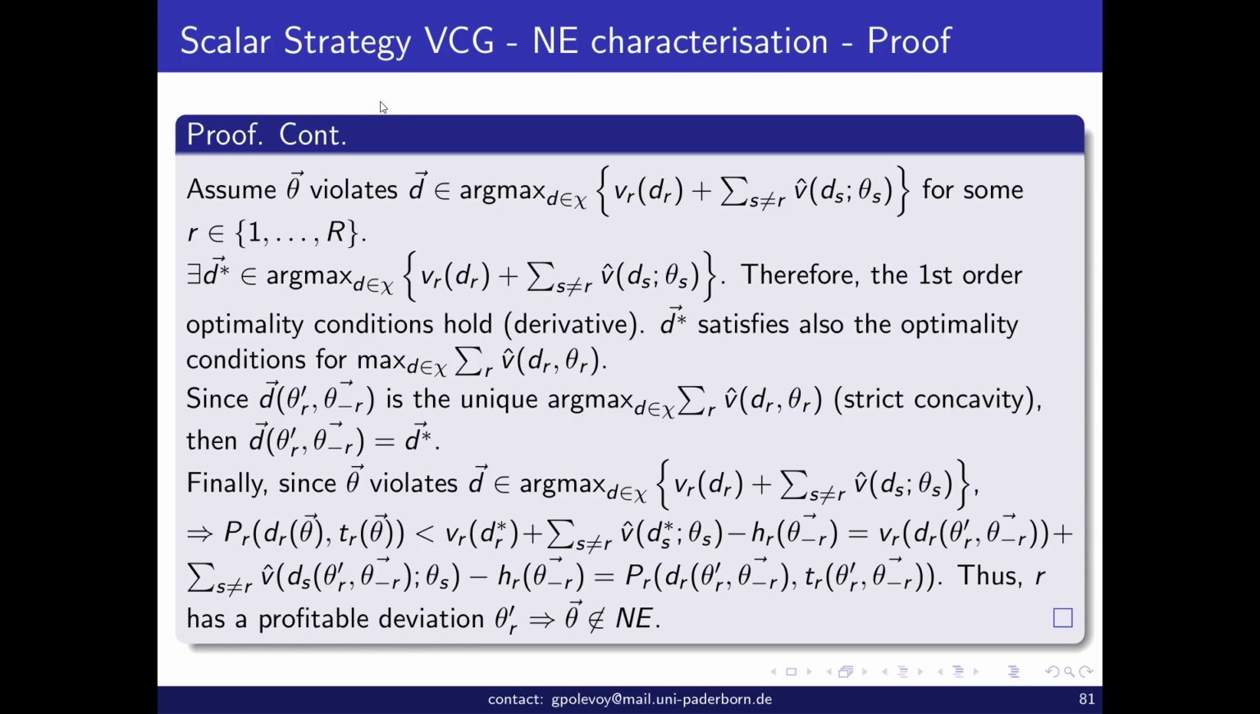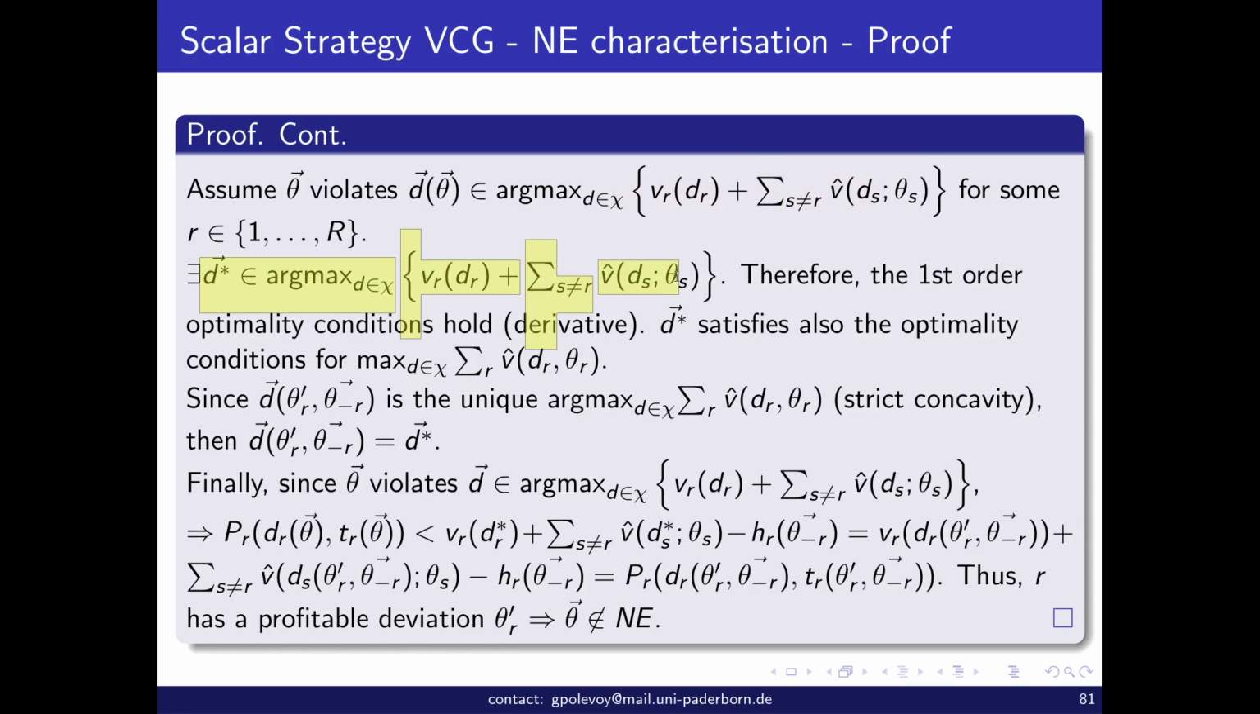This star, no, not this star, the d which is chosen by theta is optimizing that expression, and we need to prove it's not Nash. Now, we saw that because of the compactness and the continuity, there is a d star which actually optimizes. There is an allocation which optimizes the expression. Therefore, the first order optimality conditions, all those derivatives, hold for this case.